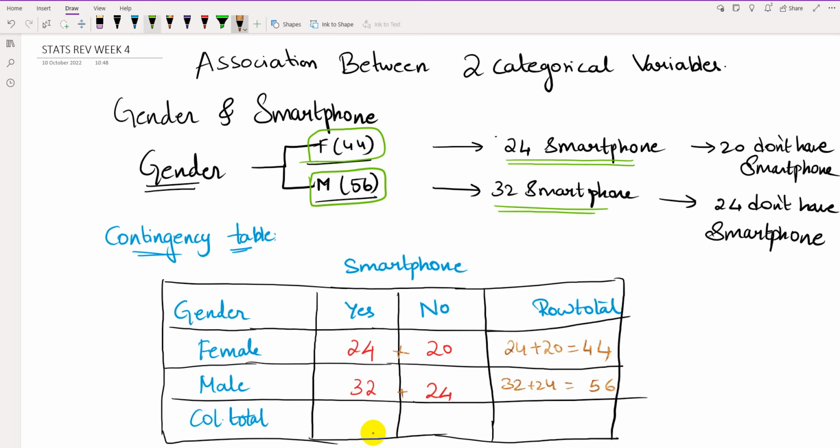Next, what do you need to calculate? We need to calculate the column total. This is called a column. How are you going to calculate? You just add vertically. So 24 plus 32, which is nothing but 56. 20 plus 24, which is nothing but 44. So this is the row total and this is the column total.